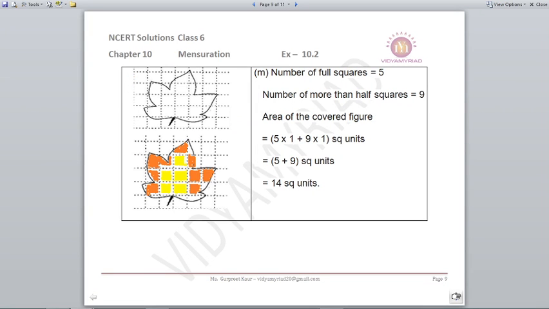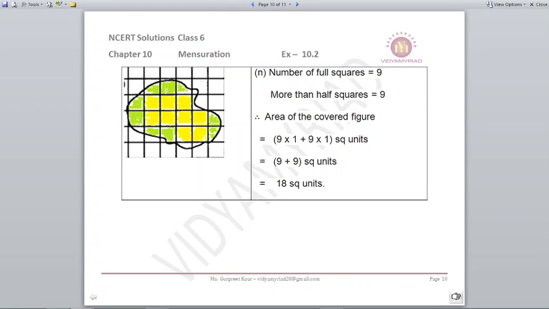Next figure is of a leaf. In a leaf we will see there are total 5 full squares, the yellow part, and there are 9 more than half squares. When you have more than half of a square, in that case you will consider it 1 itself. So 5 into 1, 5, 9 into 1, 9, 5 plus 9 is 14 square units. The parts which are less than half you need to ignore. We will not include that inside the measurement.